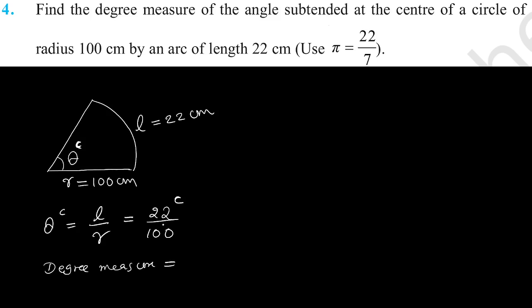To find the corresponding degree value, radian is to be converted to degree. Don't forget it. Radian is converted to degree by multiplying with 180 by pi. Then you will get the center angle in degree measure. All of you clear? Please respond. Shivani, Rakshana, yes. Deva, have you understood?